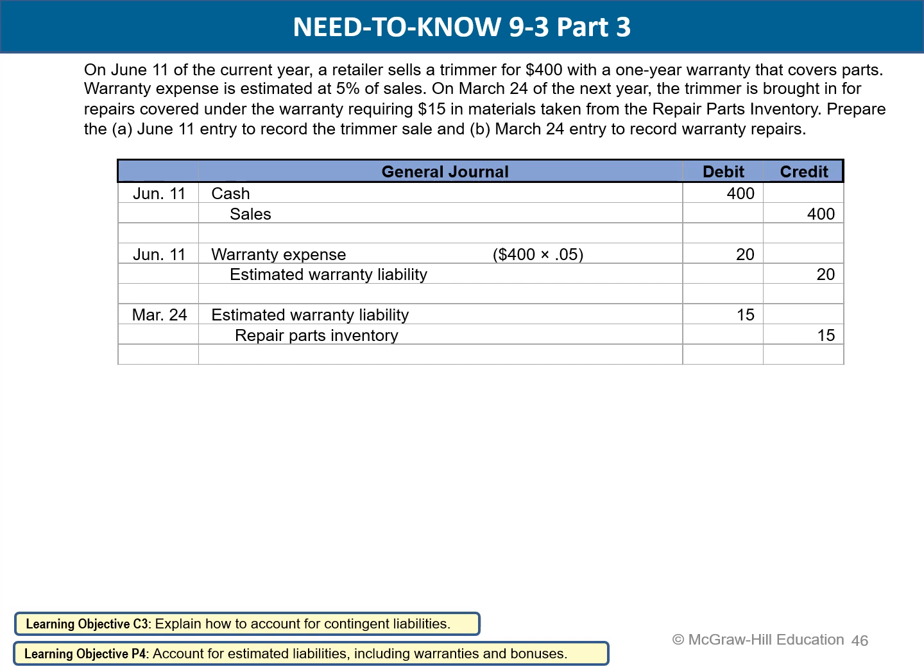Then on the 24th, when they repair the trimmer, we're going to reduce our warranty liability because we had already recognized that expense, right? So we're just reducing the liability because we performed the services that are covered under warranty. We do that with a debit for $15, and we reduce our repair parts inventory for $15. Okay?